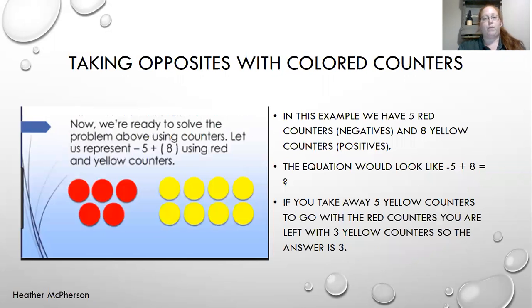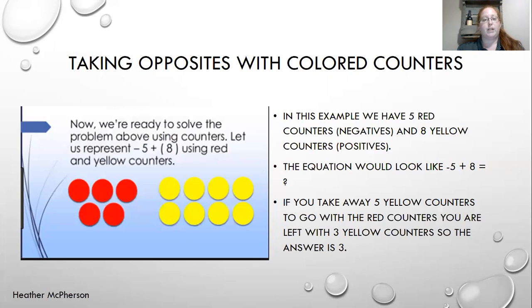Now, when it comes to taking opposites with colored counters, in this example, you have 5 counters that are negative, they're red. You have 8 yellow counters, which are positive. So the equation would look like -5 plus 8 would equal what? Now, when it says taking opposites, know that a negative number, like -5, plus its opposite, which would be +5, is always going to equal 0.